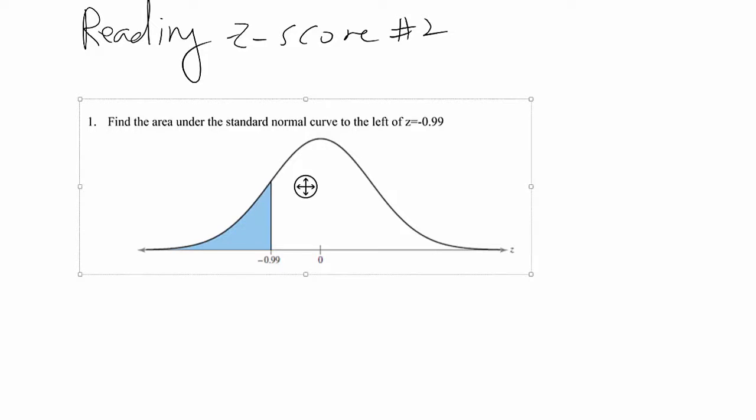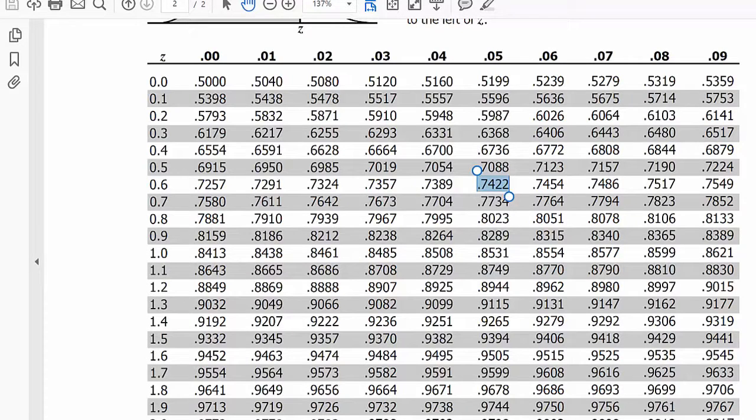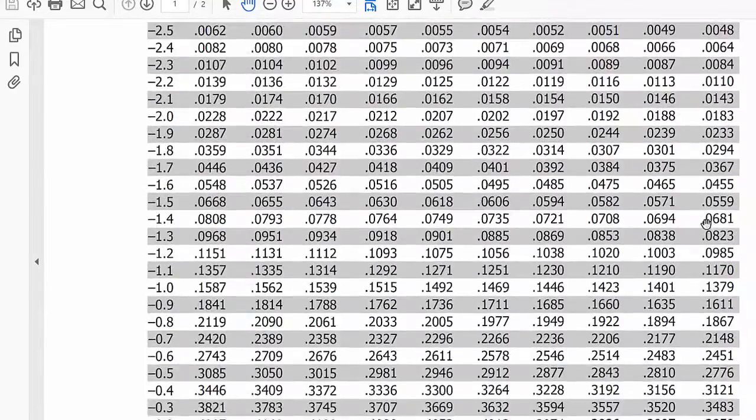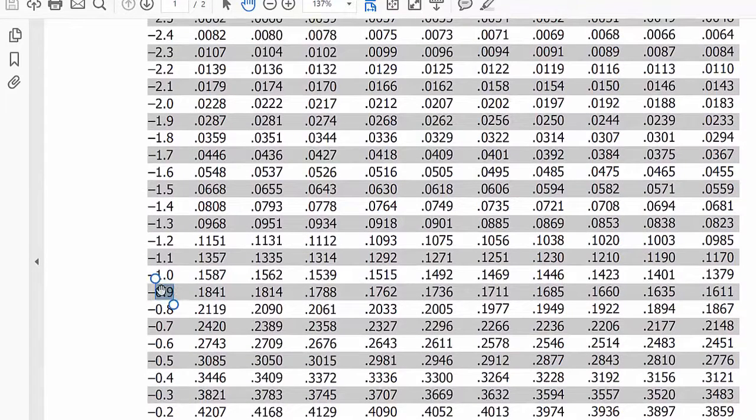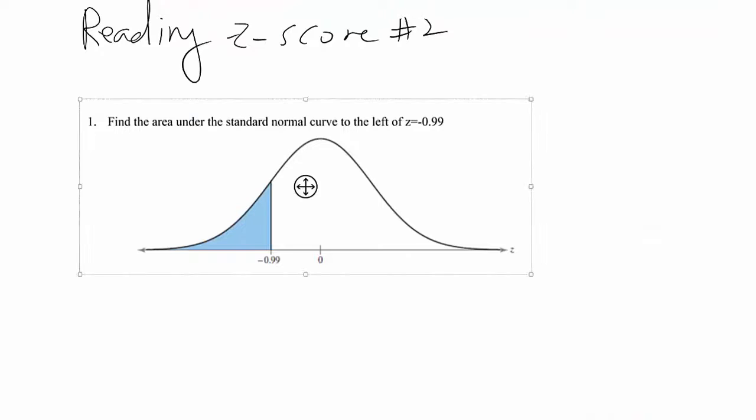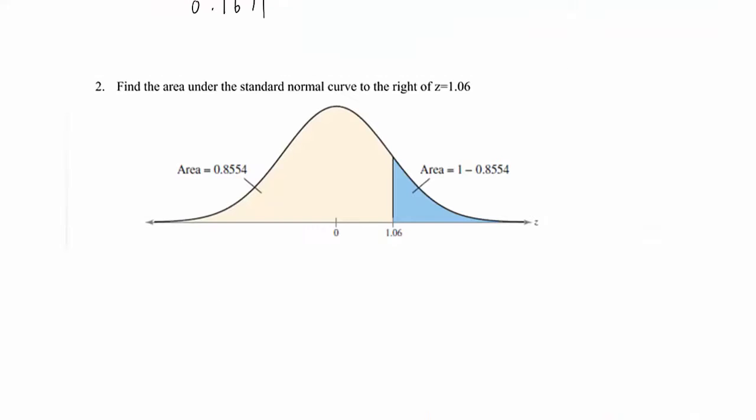So go to the z-score table and find negative 0.99. Negative 0.9 is here, right? This part, and 99 which is here. So the value will be on the negative side. Negative 0.9 and then 9 here, so it should be 0.1611. That should be the answer. So that equals 0.1611.